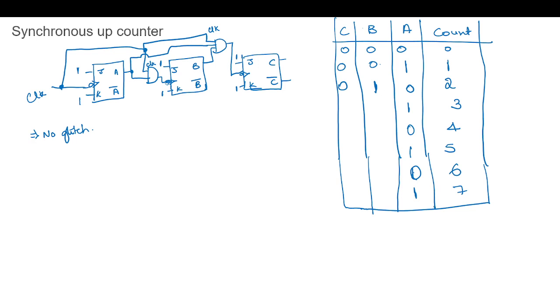This is 0 to 1, so it remains in the same state. 1 to 0 toggles. 0 to 1, same state. 1 to 0 toggles. And similarly this is 1 to 1, same state. 1 to 0 here it should toggle and it will remain in the same state. So this is the synchronous up counter.